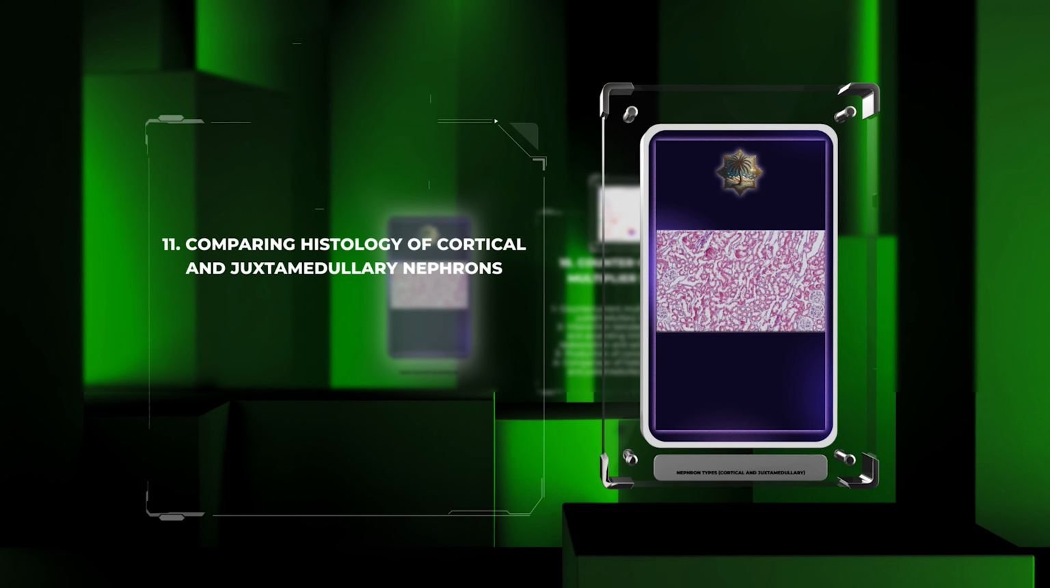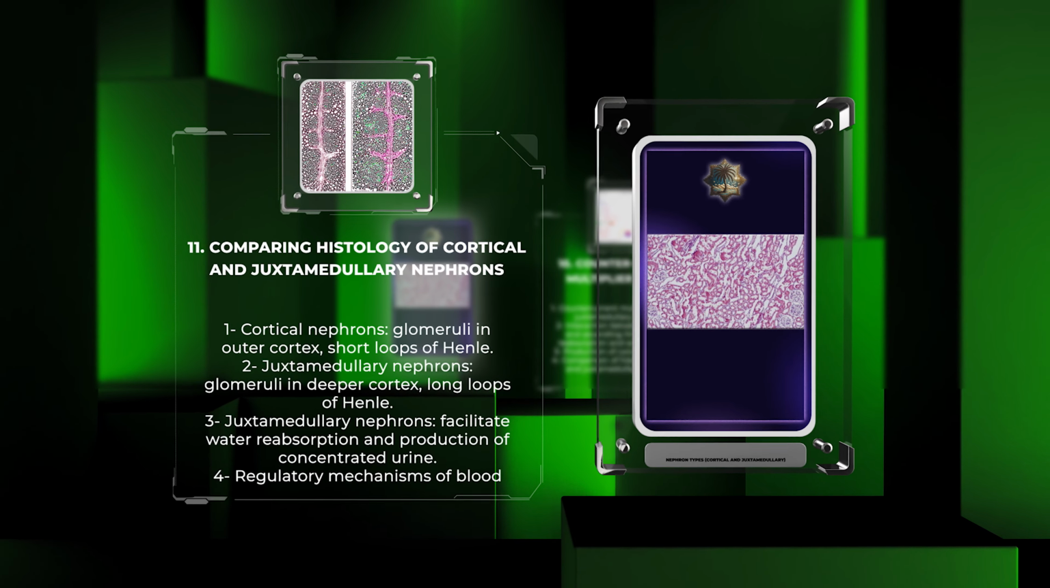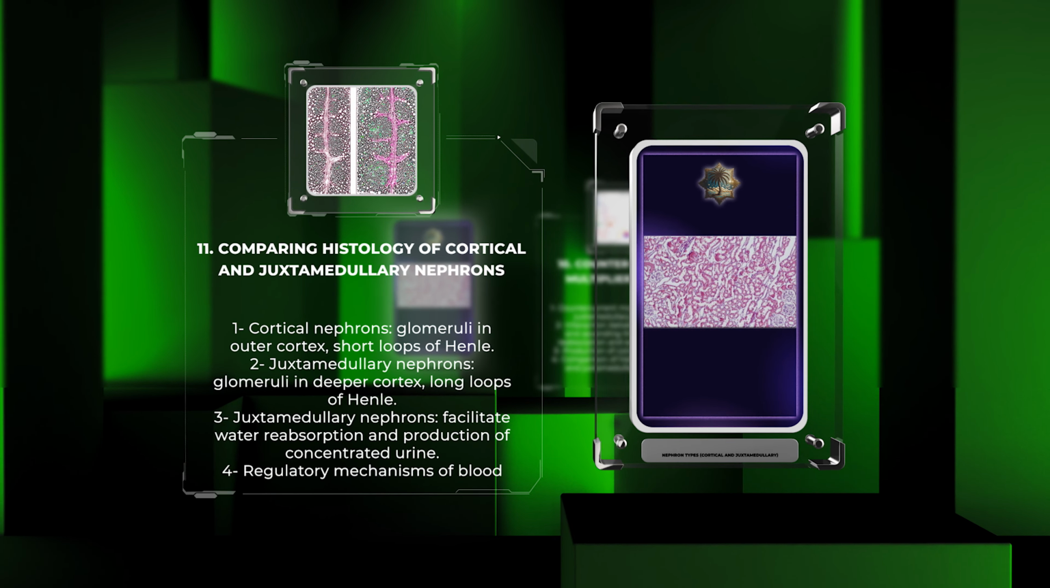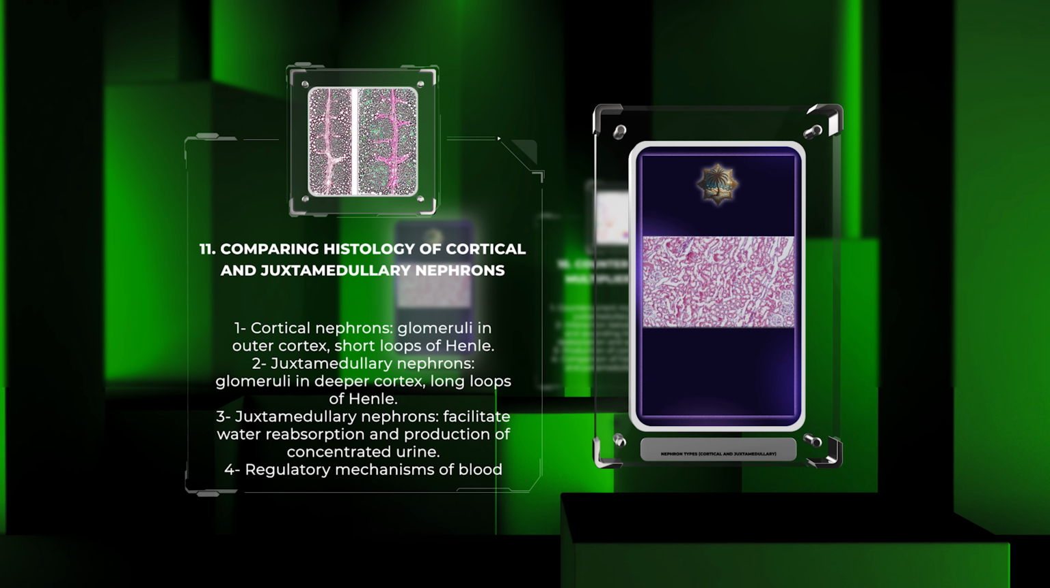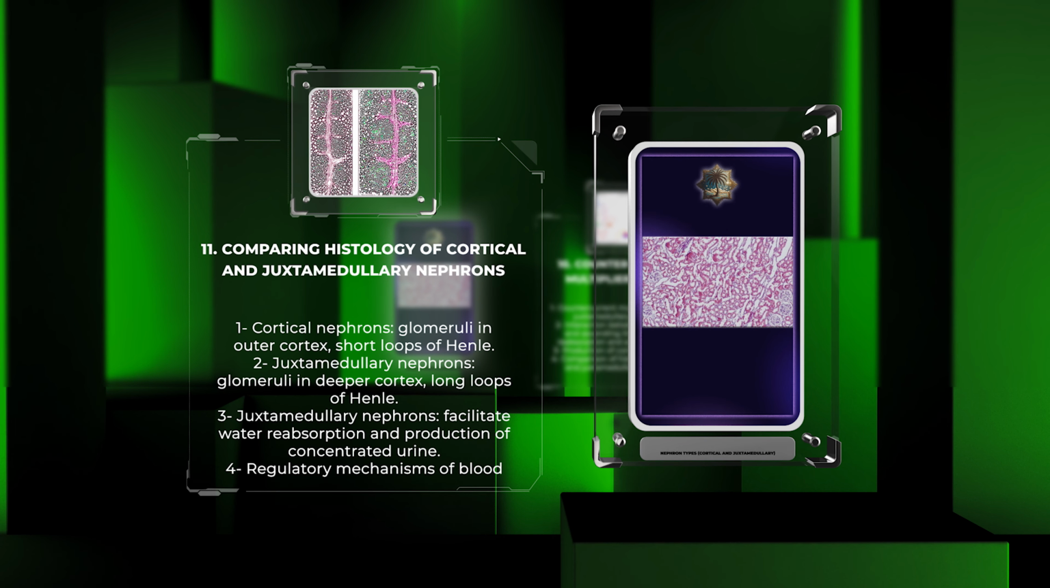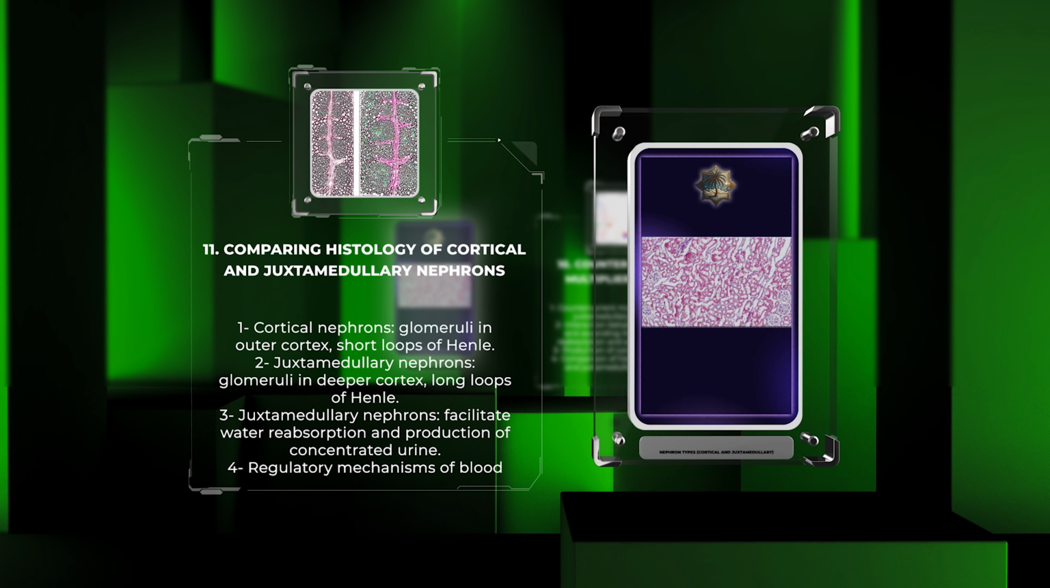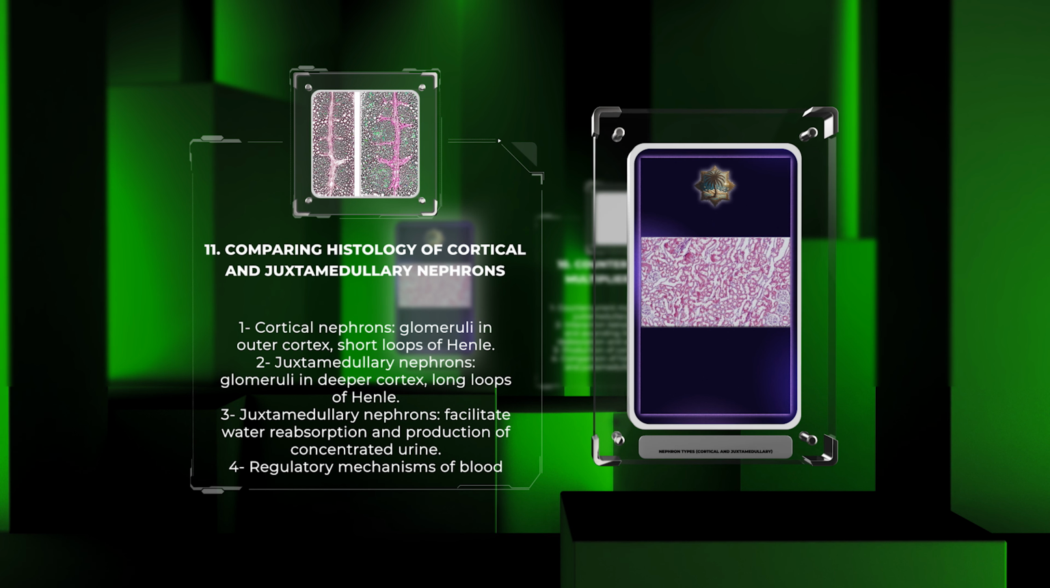Cortical and juxtamedullary nephrons have distinct histological characteristics that correspond to their roles in renal function. Cortical nephrons have glomeruli predominantly in the outer cortex with short loops of Henle, while juxtamedullary nephrons have glomeruli deeper in the cortex and long loops of Henle extending into the medulla. These long loops facilitate greater water reabsorption and enable the production of concentrated urine.